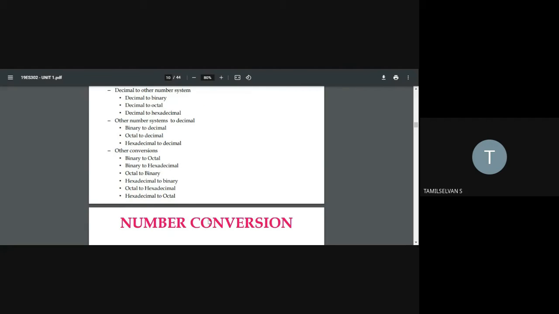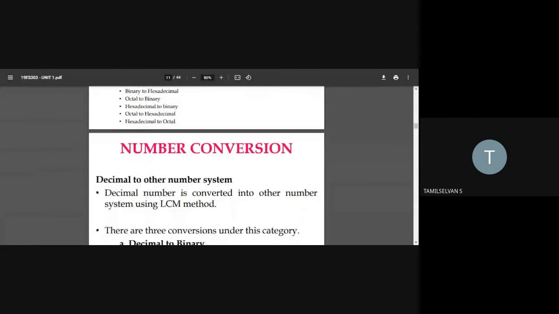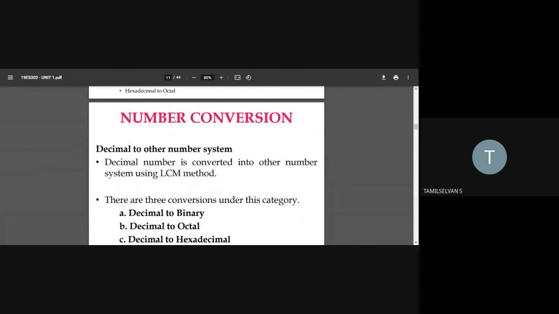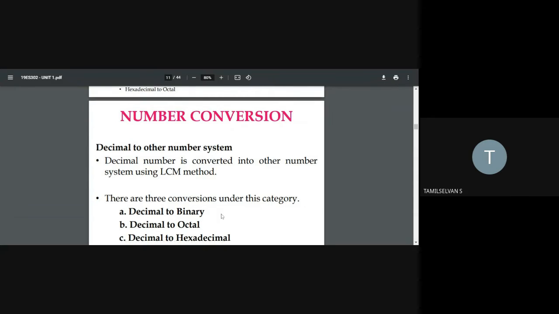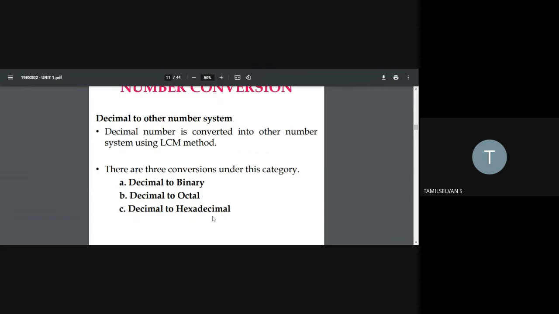Next I can move to number system conversion examples. The first one is decimal to other number systems. Decimal to other number systems is called the LCM method. It is most easily remembered as the LCM method, right? So please note this. There are three categories under this conversion. First one is decimal to binary. Second one is decimal to octal. Third one is decimal to hexadecimal.